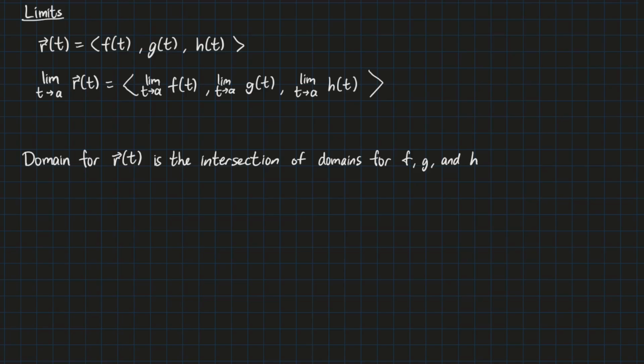When it comes to taking the limit as t approaches a value a for your vector function r of t, you're essentially just taking the limit as t approaches a for each of the component's functions. And the domain for r of t is the intersection of the domains for f, g, and h. That means a value of t must be able to exist in all the component's functions if it is in the domain of r of t. We'll do some examples covering both of these.